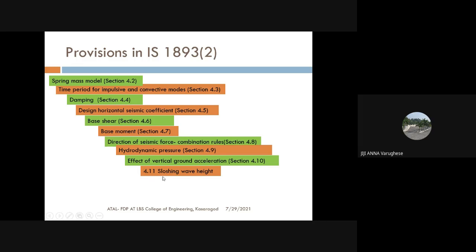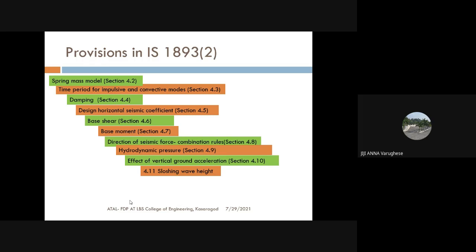And what is the purpose of checking the sloshing wave height? We have to ensure that the freeboard provided should be more than the sloshing wave height. Otherwise, if the tank contains some hazardous material during an earthquake, chances of leakage or spillage are there, and that may cause environmental problems, as well as the cover slab. If the sloshing wave height is more than the freeboard, the cover slab will be subjected to uplift pressure. It should be designed for the uplift pressure.